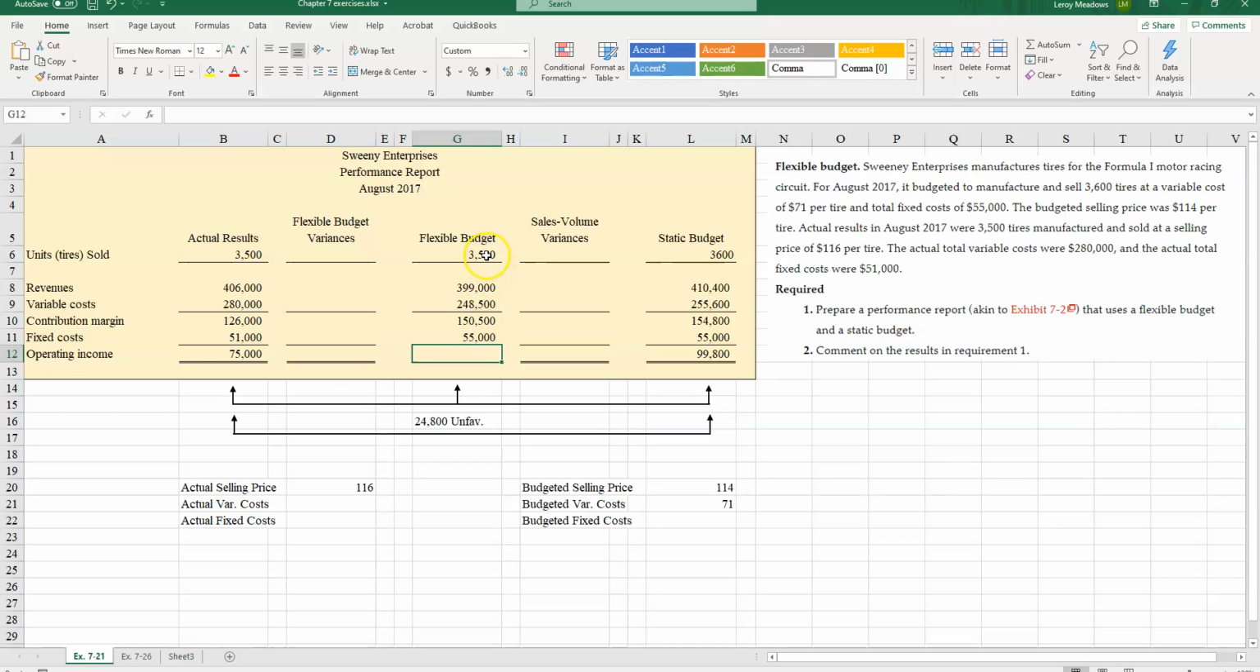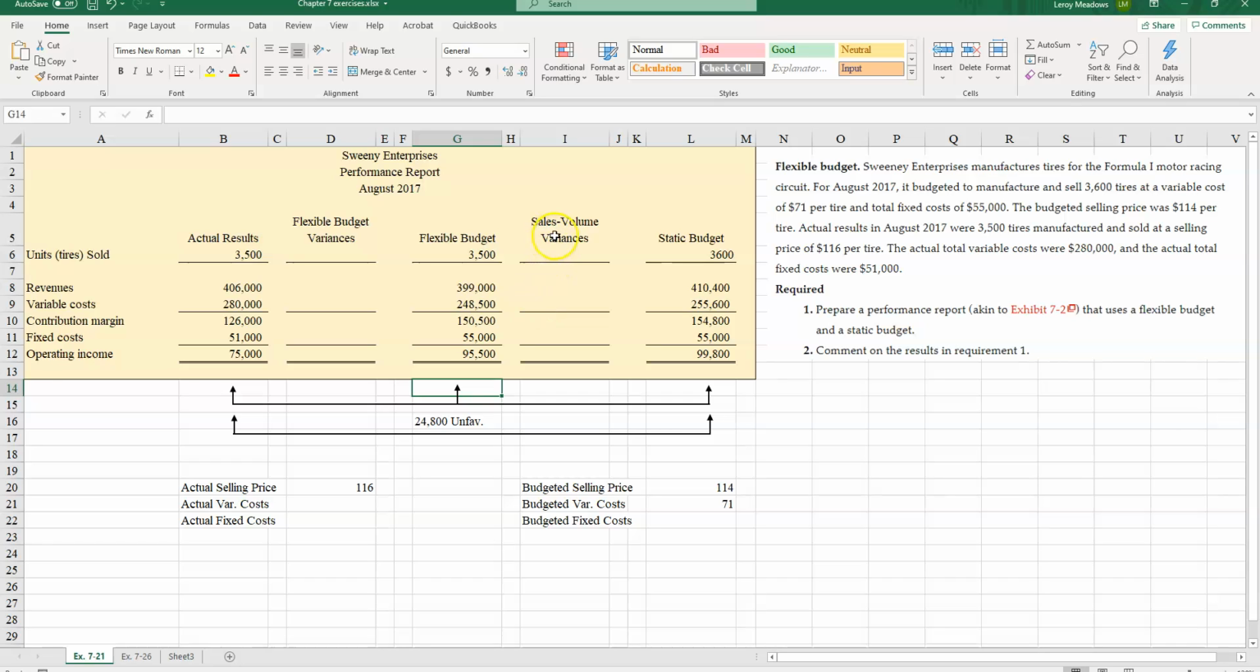So based on selling 3,500 units, I should have had operating income. Take out my contribution margin minus my fixed costs. I should have had operating income of $95,500 based on my budgeted input and sales price, and then my actual units sold. Now I have a comparison. Now I can figure out: did I do better or did I do worse?